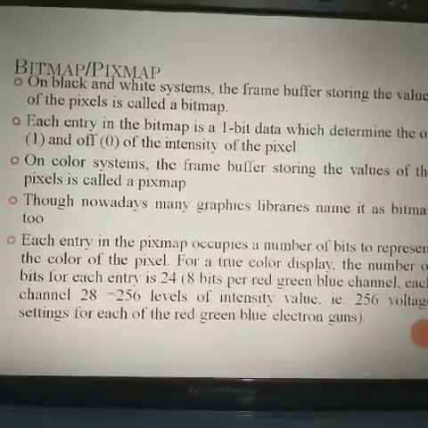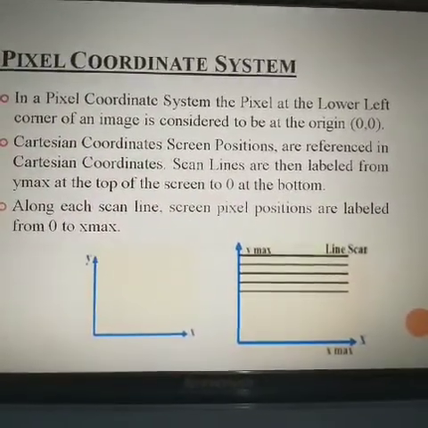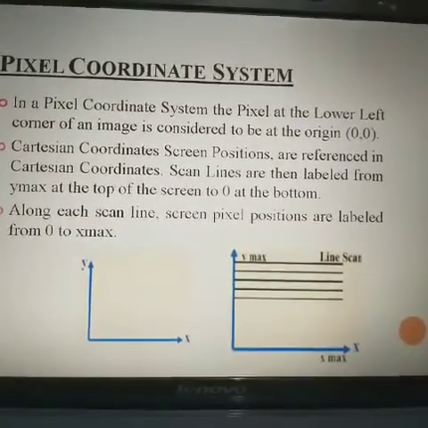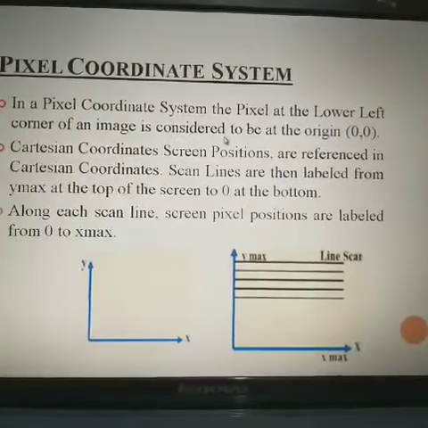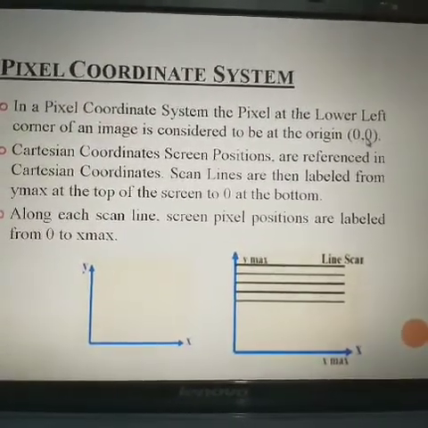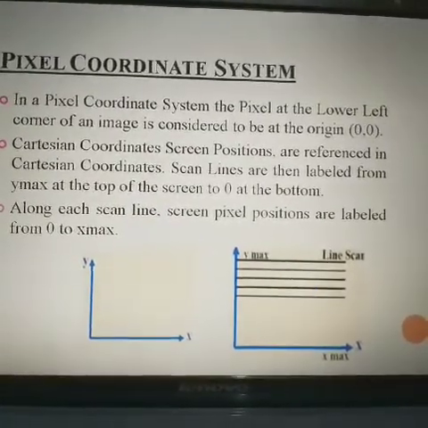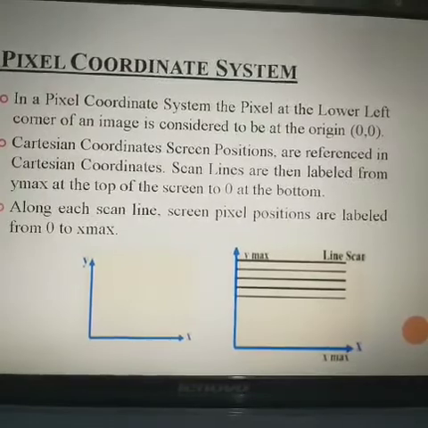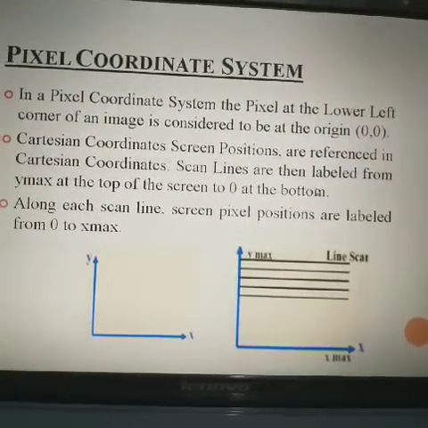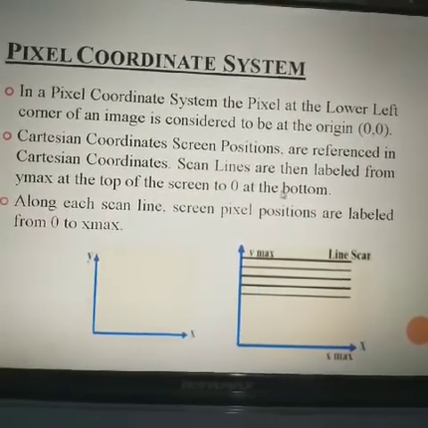So next is the pixel coordinate system. In a pixel coordinate system, the pixel at the lower left corner of an image is considered to be the origin, represented by 0, 0. Coordinate values x and y are 0, 0. Screen positions are referred to in Cartesian coordinates. Scan lines are then labeled from y maximum at the top of the screen to 0 at the bottom.